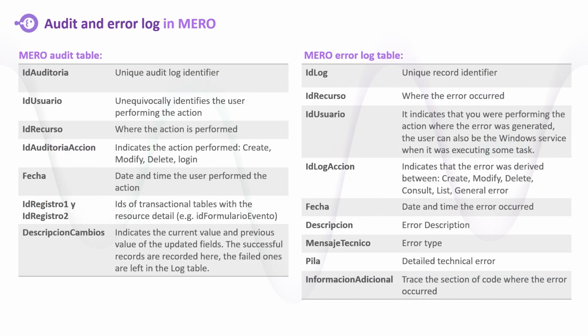Audit and error log. Errors occurring in the system are stored in an error log table. Changes made by users to the information are tracked in an audit table. For forms, there is a special table that stores changes made in different states of the information flow. These tables we see in the slide are the audit and error log tables.